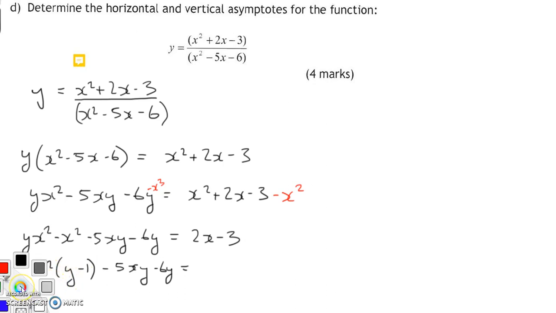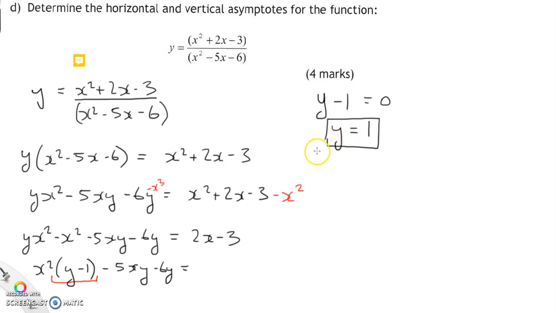So this here is the coefficient of the highest power of x, and we're going to equate that to 0. Right, y minus 1 equals 0, and y minus 1 equals 0 is the same as y equals 1. And that there is the asymptote.